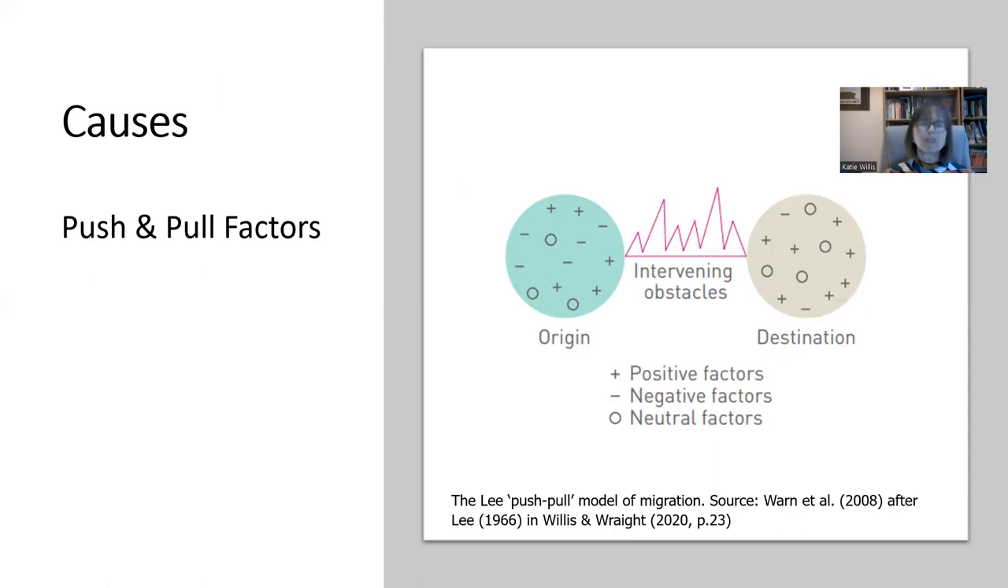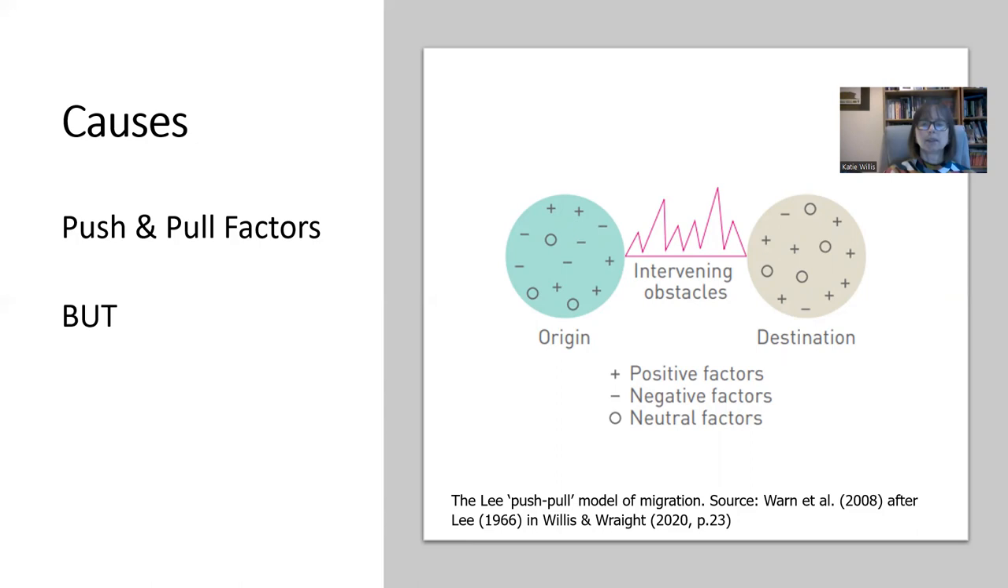If we think about causes, we often start off with thinking about this idea of push and pull factors, drawing on Lee's work in the 1960s. We might think about our place of origin having positive and negative or neutral factors, and that they may be pushing us towards a destination that again may have positive, negative or neutral factors.